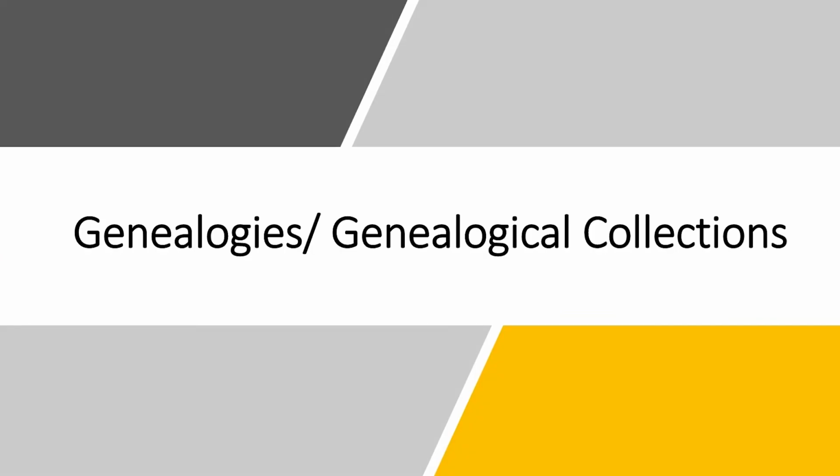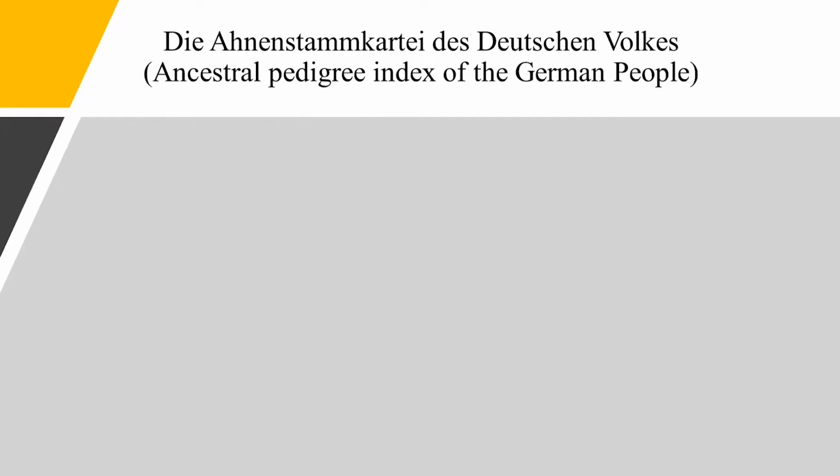Genealogies and genealogical collections should be one of the first things a researcher checks to prevent duplicating research already done. The importance and use of compiled genealogies and genealogical collections will be covered in lecture number 7. Among the resources that will be covered in that lecture are, first of all, the Ahnenstammkartei des Deutschen Volkes, the ancestral pedigree index of the German people.